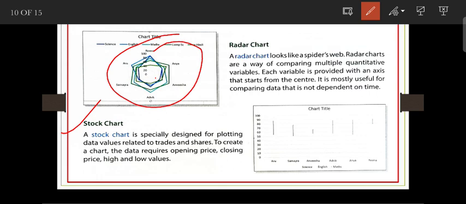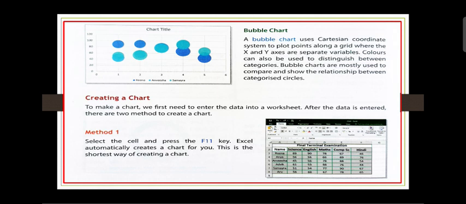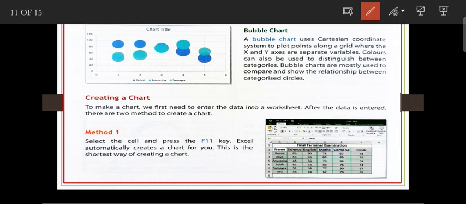Next chart is the bubble chart. These are the bubbles. A bubble chart uses a Cartesian coordinate system to plot a point along a grid where the x and y axes are separate variables. Colors can also be used to distinguish between the categories. Bubble charts are mostly used to show the relationship between categories using circles. So these are a few of the charts in an Excel sheet.